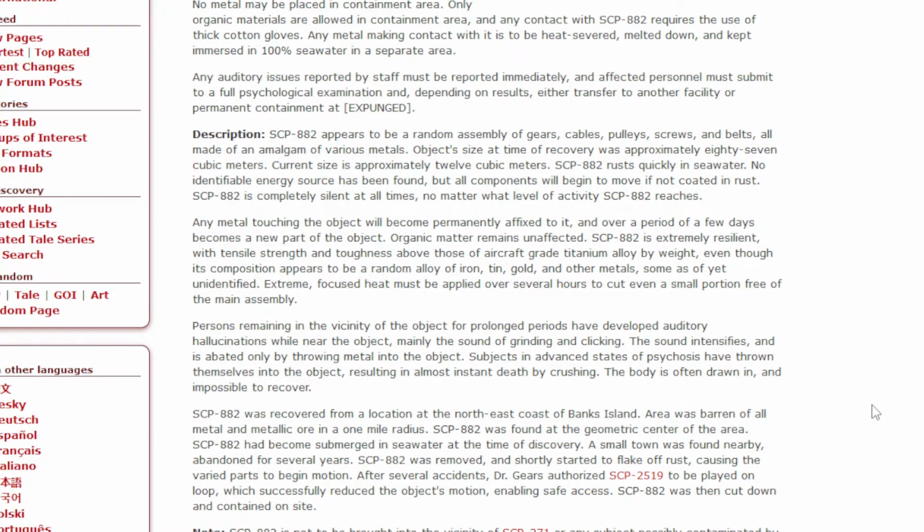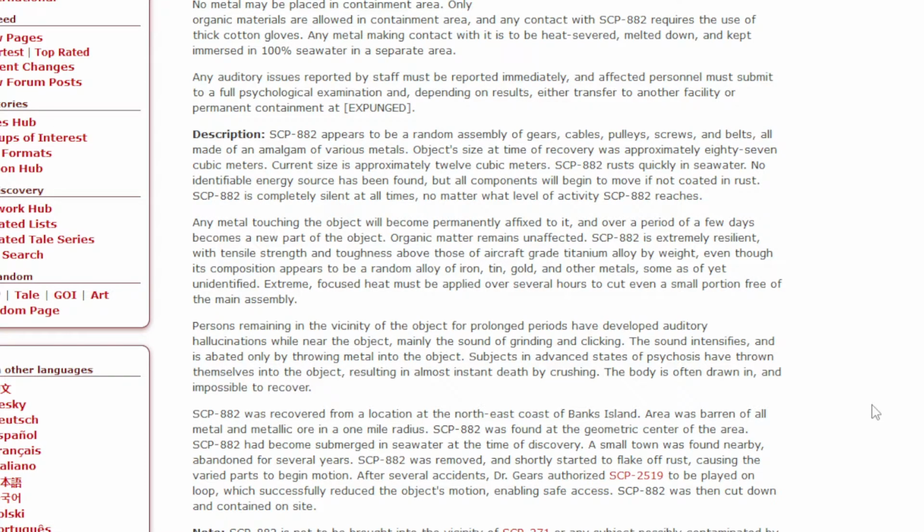Persons remaining in the vicinity of the object for prolonged periods of time have developed auditory hallucinations when near the object, mainly the sounds of clicking and grinding. Sound intensifies, abated only by throwing metal into the object. Subjects in advanced states of psychosis have thrown themselves into the object, resulting in almost instantaneous death by crushing. As the body is drawn in, it is almost impossible to recover.